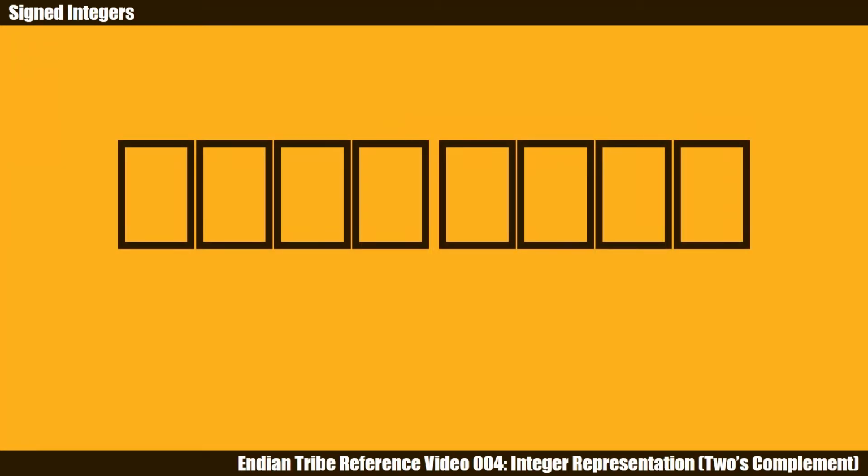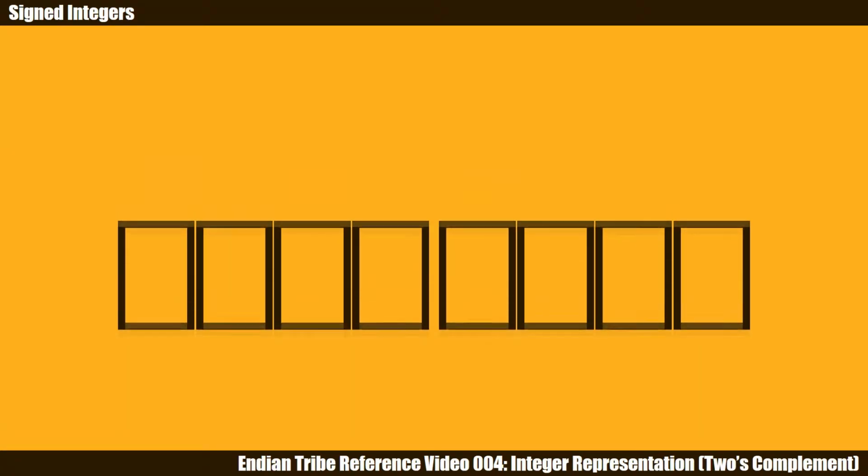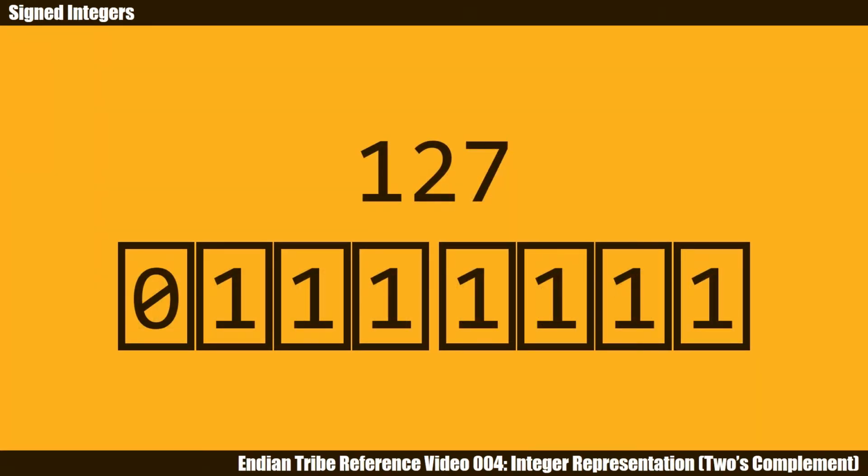Suppose again we have 1 byte available for integer storage. This time it can be either positive or negative. 8 bits in this byte can store at most 256 numbers, but this time from negative 128 to positive 127. We will see why in a moment. Say we want to store negative 42.